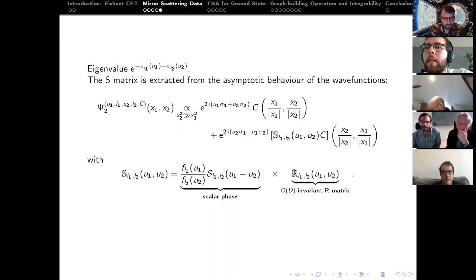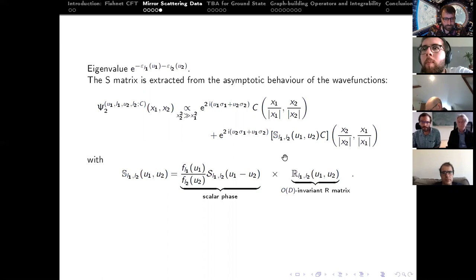And then there is a matrix structure, because C lives in some vector space. And there is a matrix structure, the S matrix, that is, we conjecture, the O(D) invariant R matrix. So we were able to verify this claim in some cases.